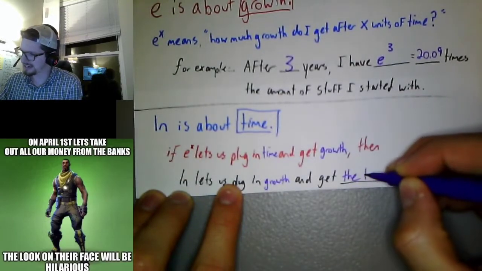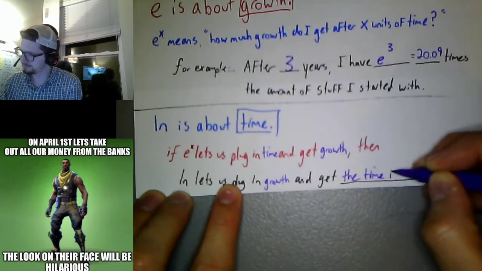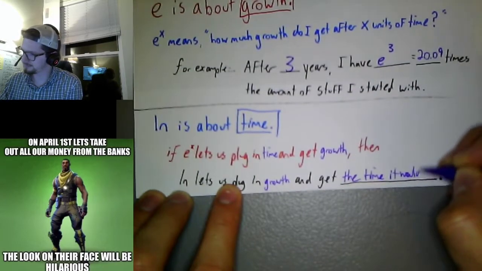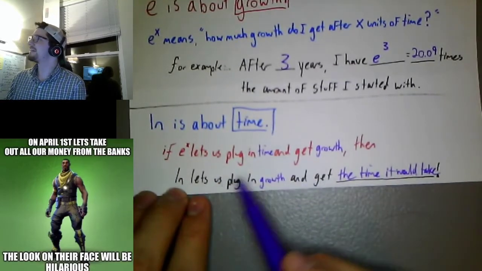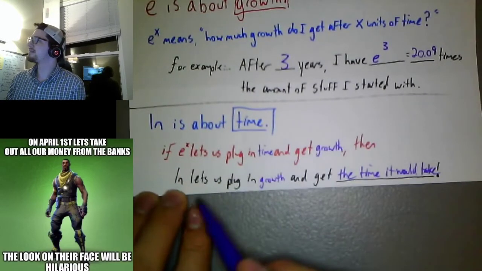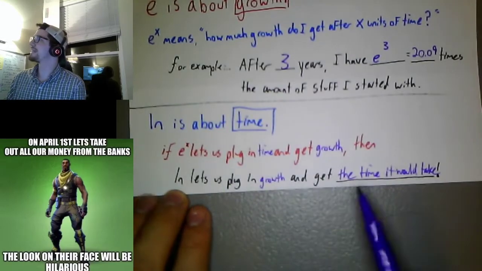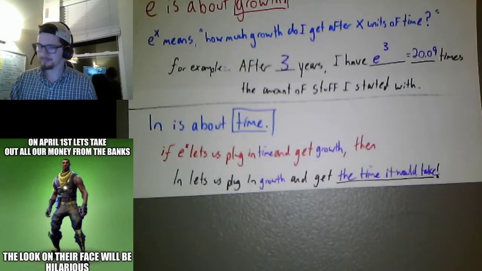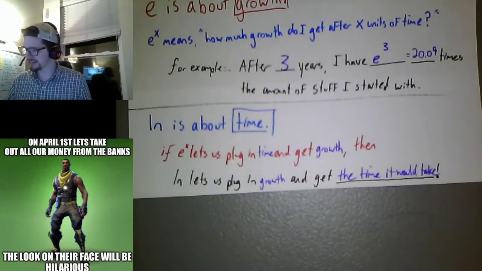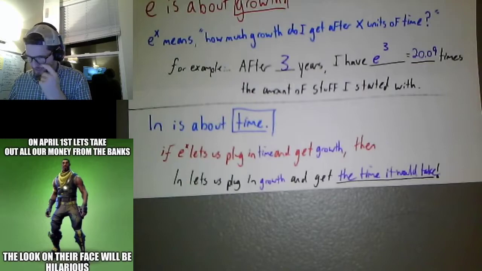If e lets us plug in time and get growth, the natural log lets us plug in growth and get the time it would take. Pause the video real quick if you need to finish writing that, and then I will continue to the next page.